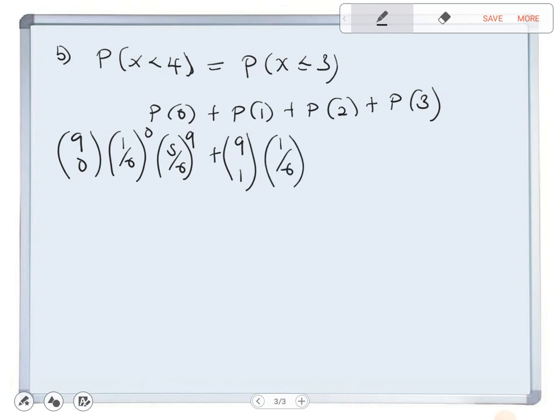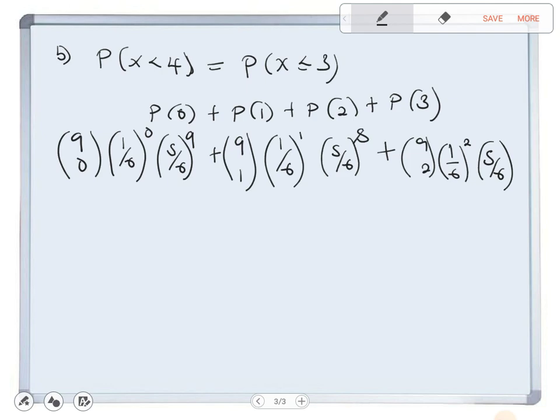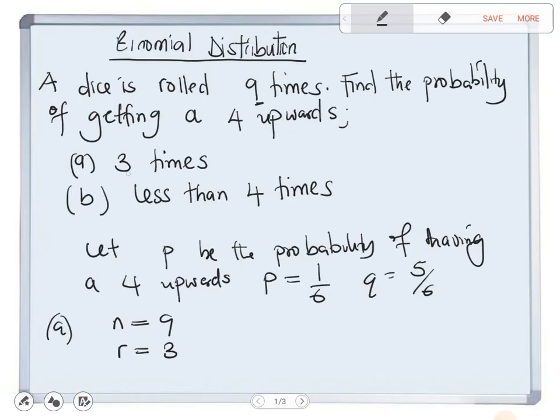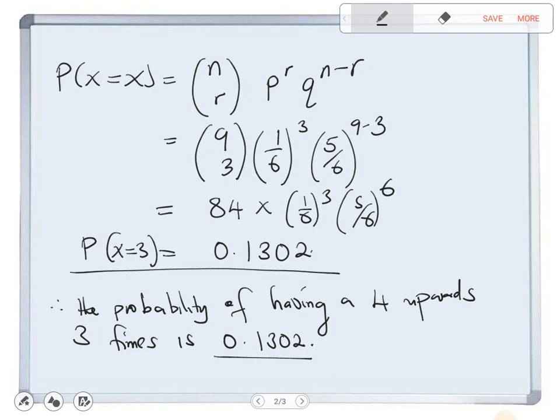There are other ways we can find this, but let me just try to explain what is happening here. So we put 1 there, and we have 5 over 6. What do we put here? 8, because 9 minus 1 is 8. We move on. We go to 9 choose 2. Then we have 1 over 6 to the power 2, then 5 over 6 to the power 9 minus 2, which gives 7. Plus, this one I'm just going to write it, reason being that we already found it here for 3 times, so we'll just plug it in there.